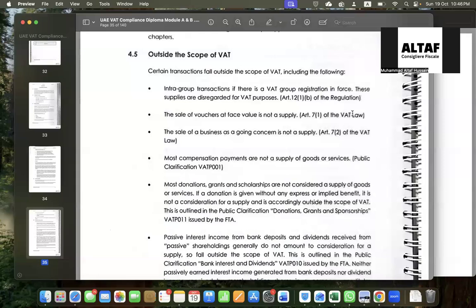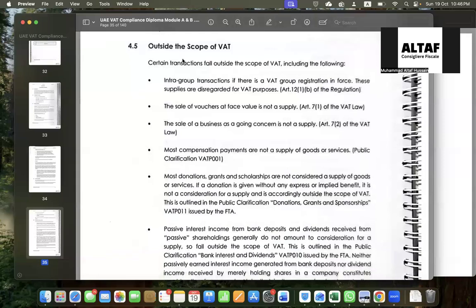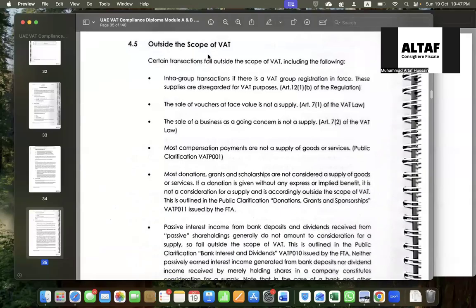Since this is a very quick orientation, that's why we are going through the high level things. These will be addressed in detail in the next chapters. Outside the scope of VAT, now certain transactions, as we discussed, are just not VATable. They're just outside the scope of VAT. They're not even exempt. So certain transactions fall outside the scope of VAT, including the following.